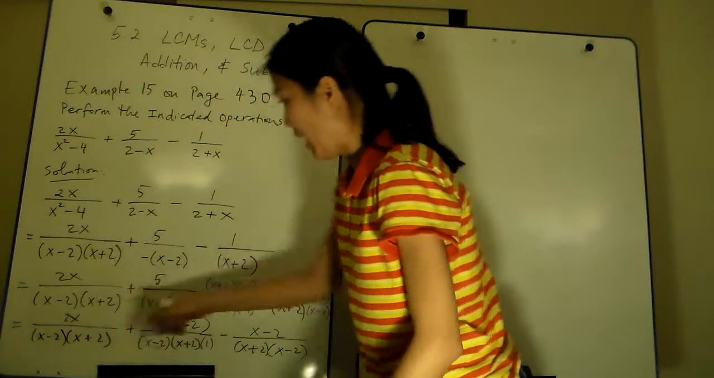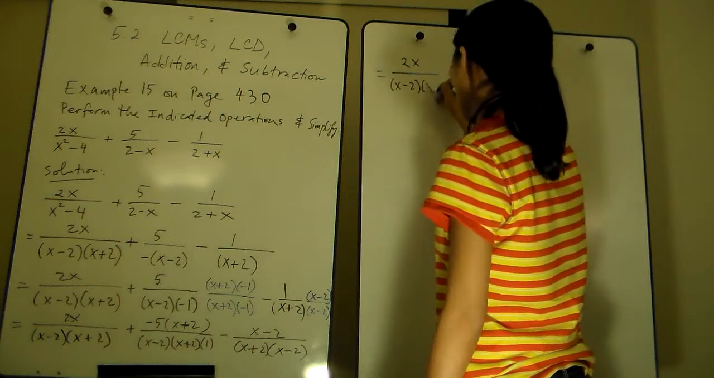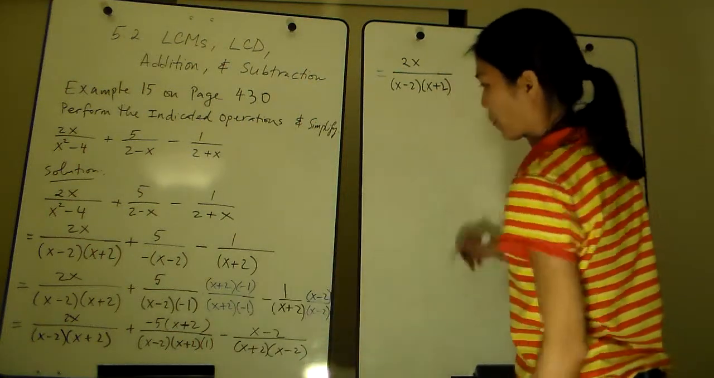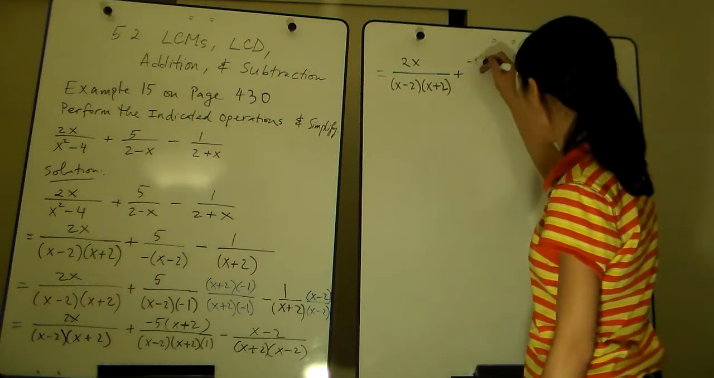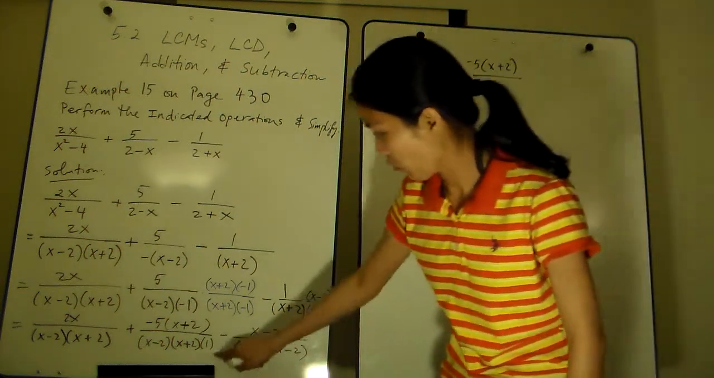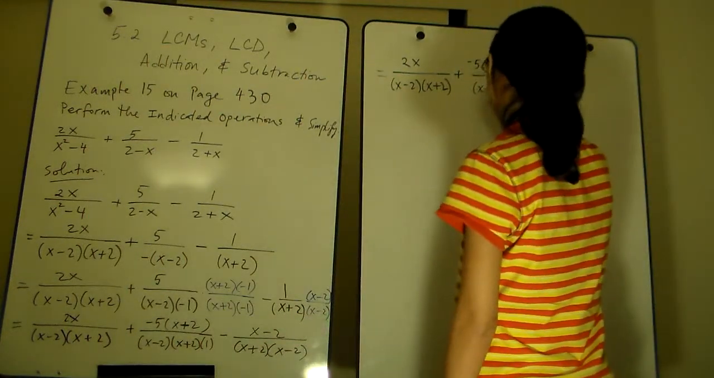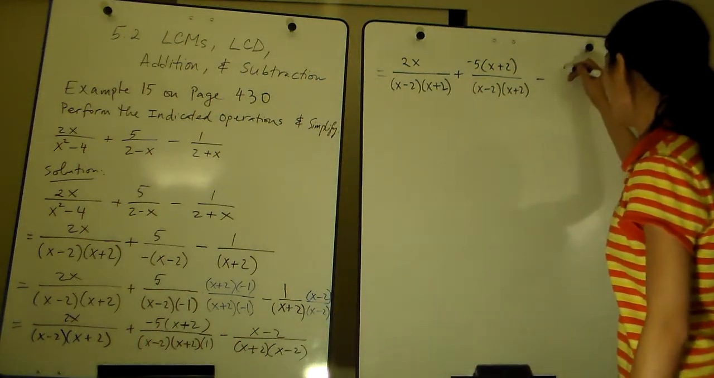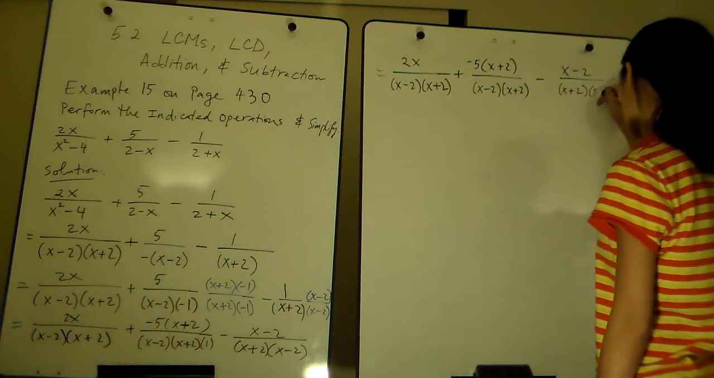So we haven't changed the first term, so just rewriting the first term, x minus 2, x plus 2. And for this, it's just rewriting the second term as negative 5 on top times x plus 2, divided by 1 times x plus 2 is x plus 2. So x minus 2 times x plus 2. The third term is negative x minus 2 on top, divided by x plus 2 times x minus 2.